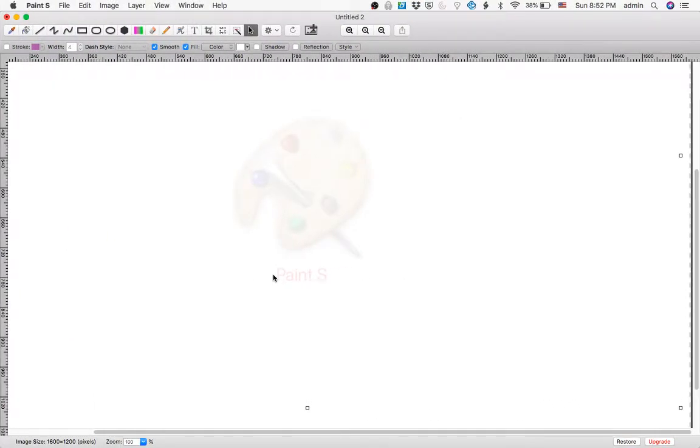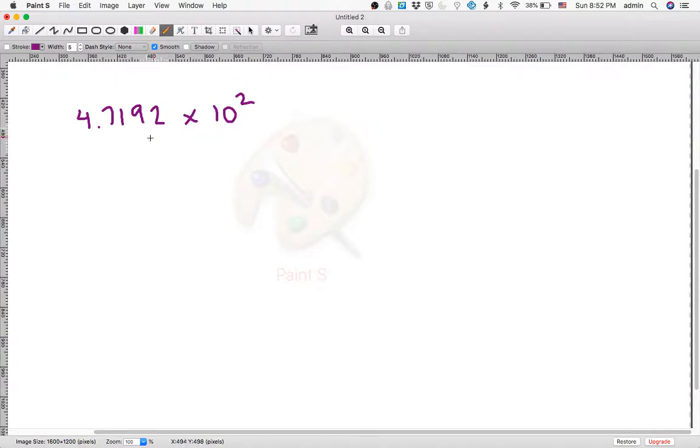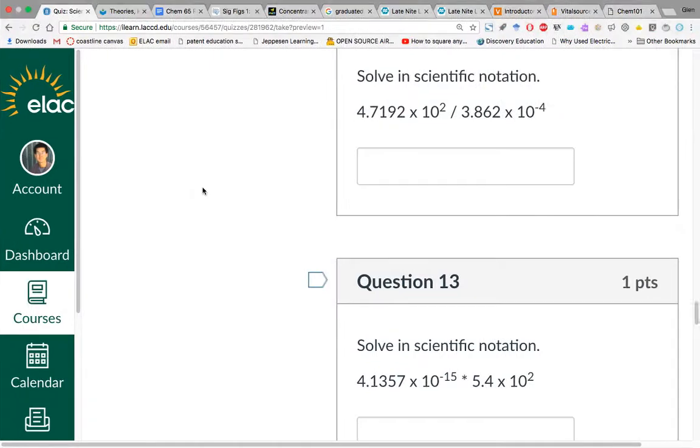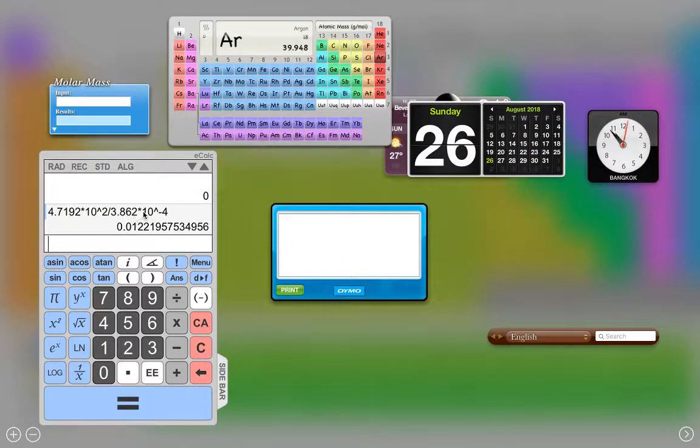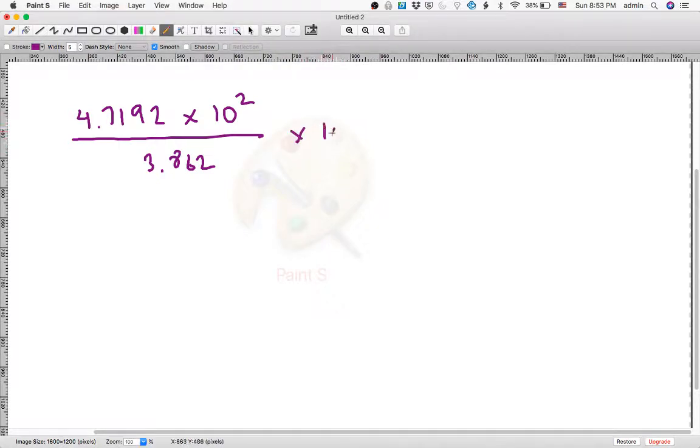Here's what the calculator thought. She thought 4.7192 times 10 to the 2, yes. Divide 3.862. All right. And then I put times 10 to the negative 4, and she goes, oh, okay, times 10 to the negative 4. Boom! Is that what I meant? No, that is not what I meant. This is what I meant.